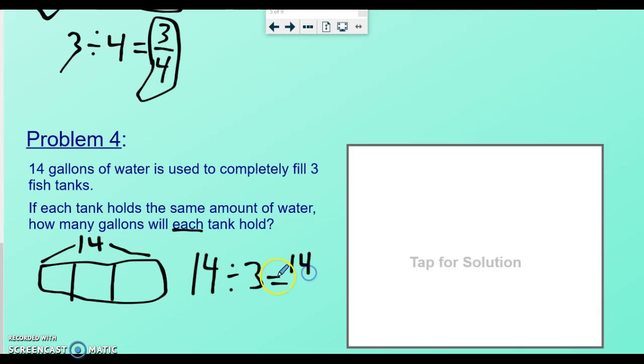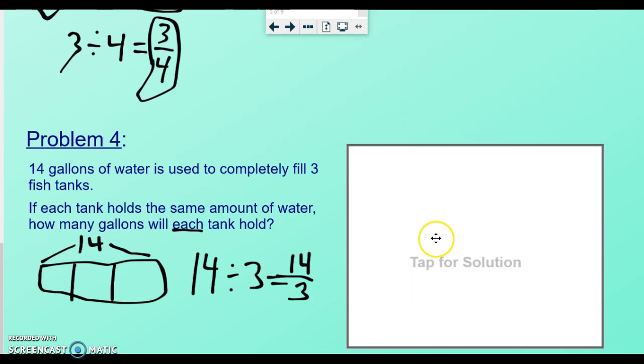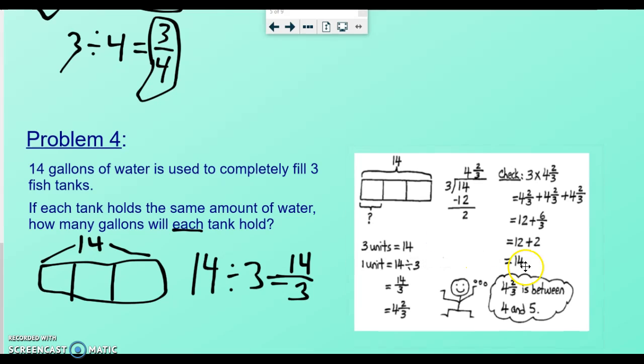14 over 3. And then we just have to fix this fraction. So 3 can go into 14 4 times, which gives us 12. So 14 minus 12 is 2. So we should right here have 4 and 2/3. And this right here shows you how to check your answer.